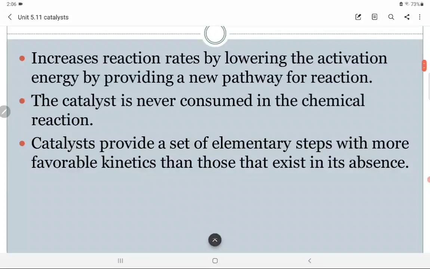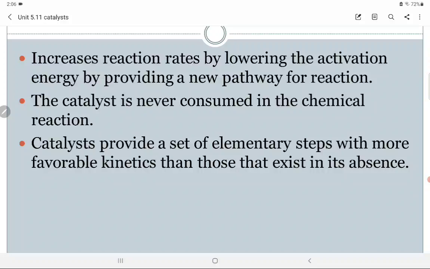So catalysts do increase reaction rates. How do they do that? They provide a new pathway for the reaction to proceed, and that new pathway lowers the activation energy required. So it's a little bit easier to overcome that. Maybe you're breaking different bonds. We'll talk about that as we proceed here.